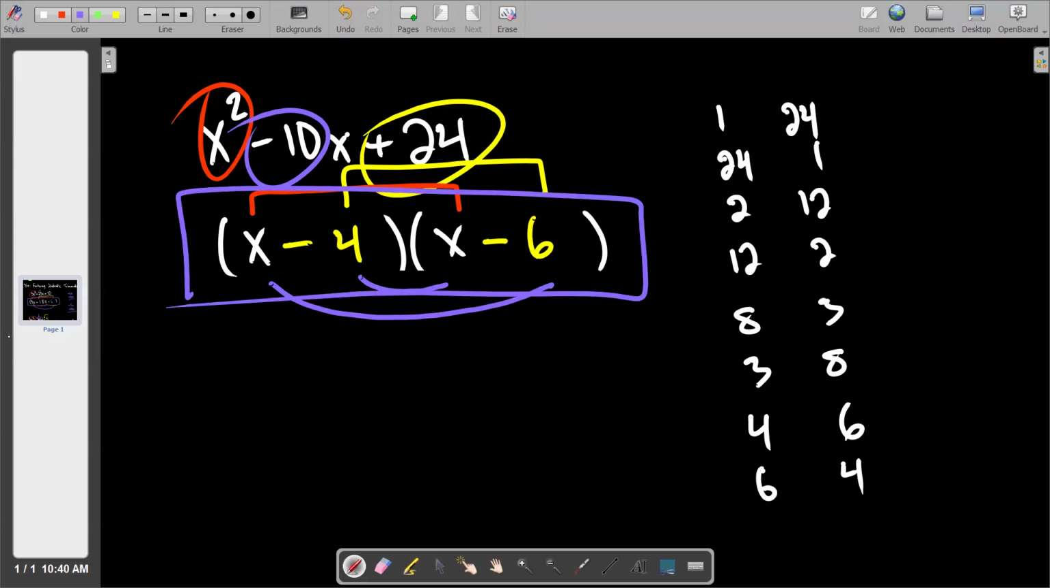Again, you get better at this. The more you start to understand the process, you realize I'm not going to say something stupid like 1 and 24. I start to think not only about multiplying to make the number in the back, but can I also get close to the number in the middle?